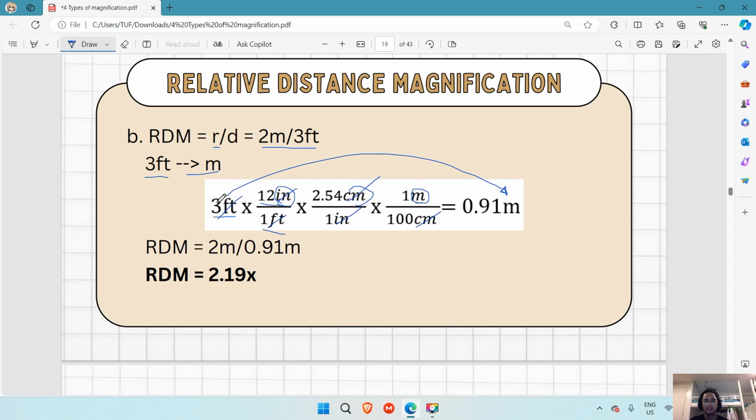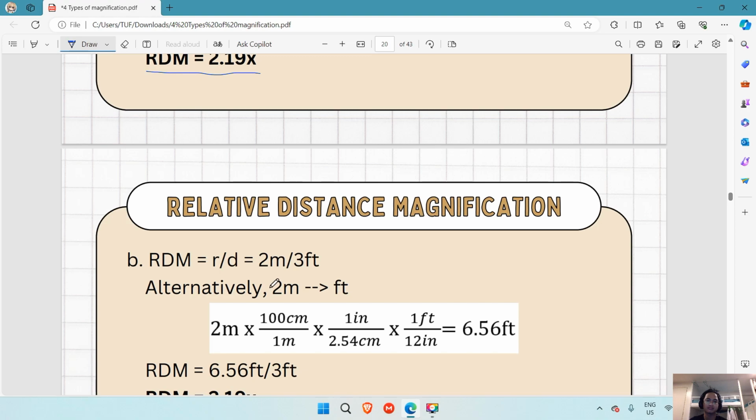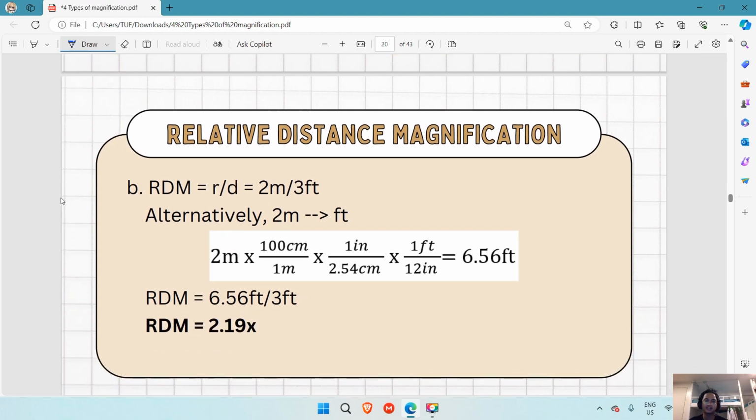So ang 3 feet is equivalent to 0.91 meters. So 2 divided by 0.91 is equal to 2.19 times. Yan, natay alternative way if ever ganahan mo ani.